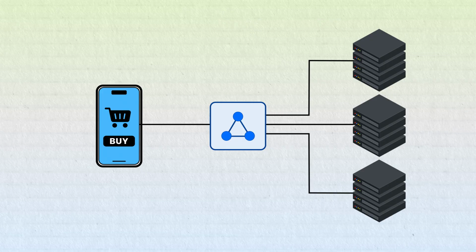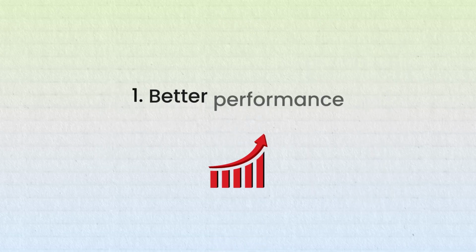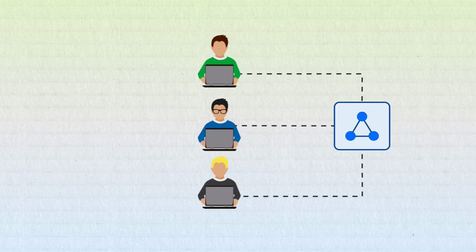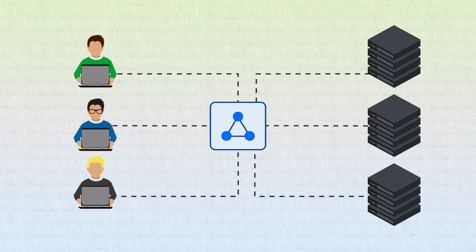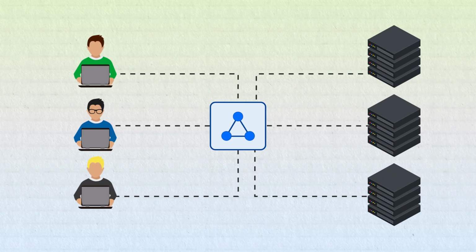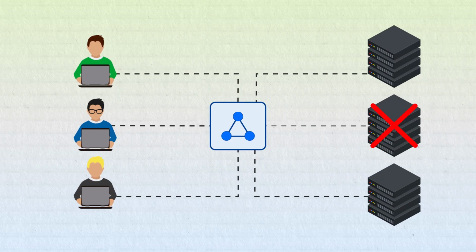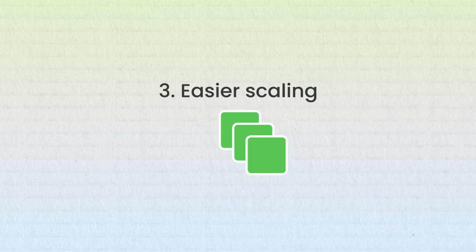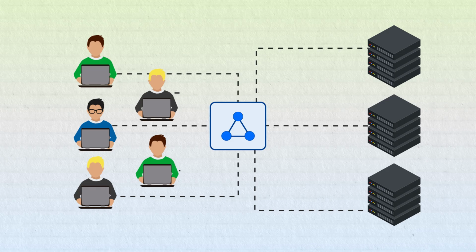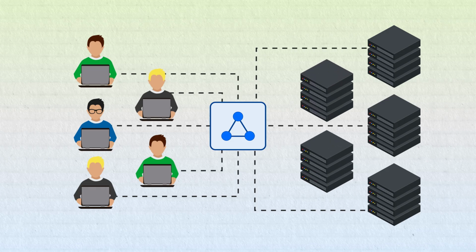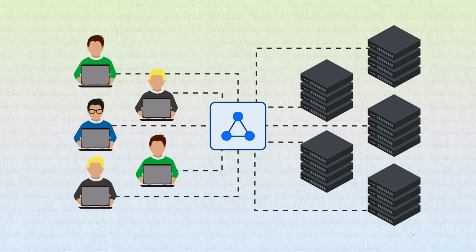us three big benefits. First, better performance, because requests are distributed across multiple servers now. Second, better availability, because if one server crashes, the load balancer can stop sending traffic to it. Third, easier scaling, because when traffic increases, you can add more backend servers behind the load balancer, and that's it.